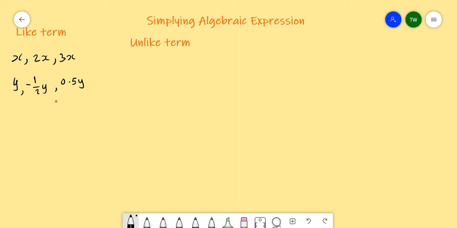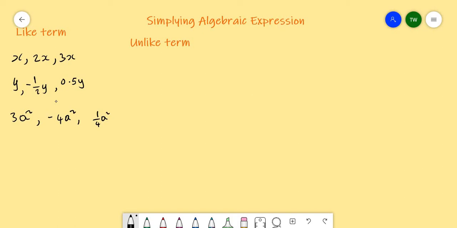Let's look at some more examples. Let's say you are given 3a squared as a term. And you are also given minus 4a squared as another term. You are also given, say, 1 over 4a squared. Then these are also examples of like terms. They have the same variable, which is a, and the degree of the variable is 2. All of these terms satisfy that condition, so they are like terms.